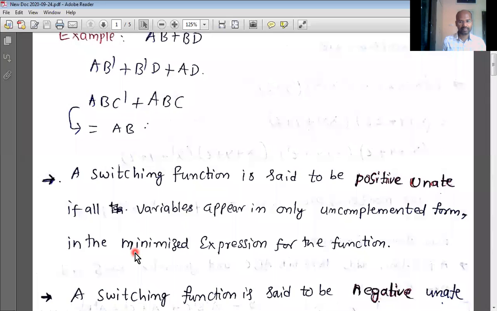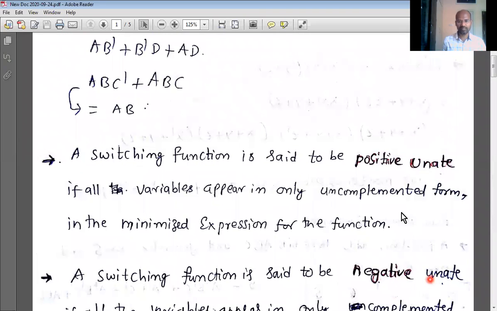Now let's see that unit function is further classified into positive unit function and also negative unit function. Now what is positive unit function? A switching function is said to be positive unit if all the variables appear in only uncomplemented form. In the minimized expression, if all the variables A, B, C appear in only uncomplemented form, then such a function is said to be positive unit function.